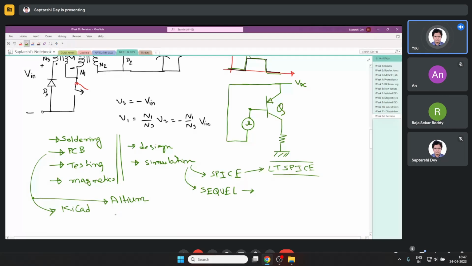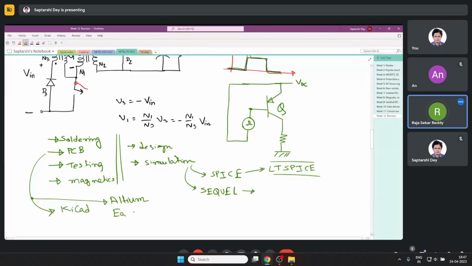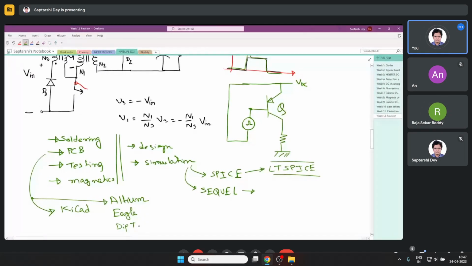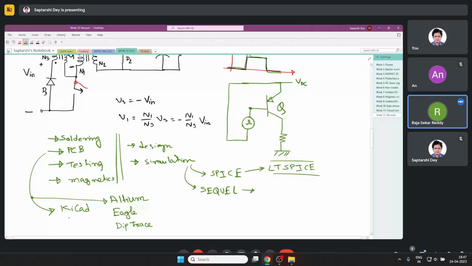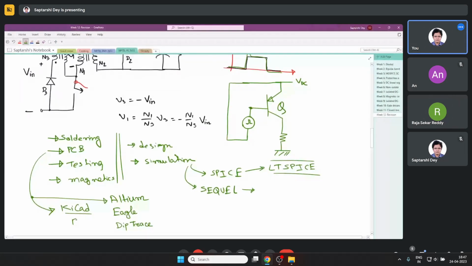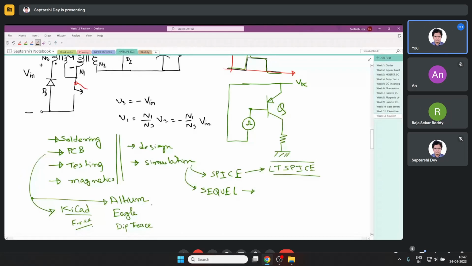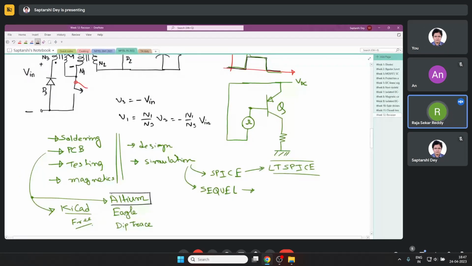Other softwares are used, Eagle, that is from Autodesk, the same company that makes AutoCAD. There is another software. These are all paid, and KiCad is free. Yeah, they are using KiCad in this course, sir. Yeah. This is the most used software. Professionals use this.